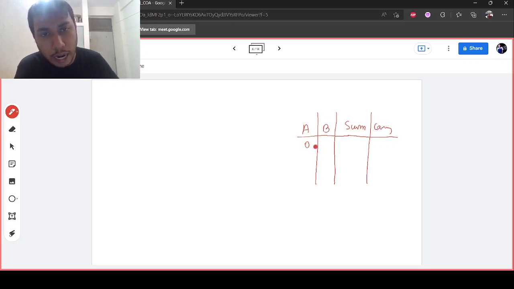So if you add 0 and 0, what will be the sum? 0. And what will be the carry? 0. If we add 0 and 1, what will be the sum? 1. What will be the carry? 0. If we add 1 and 0, the sum is 1 and the carry is 0. Now if we add 1 and 1, 1 plus 1 is generally 10, but the sum in this case will be 0 and the carry will be 1. So if you want to represent this carry digitally, it will be AB.